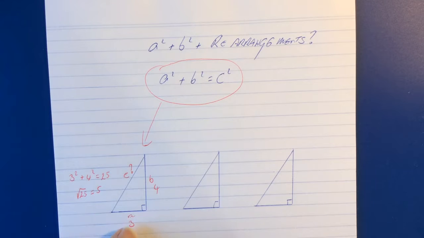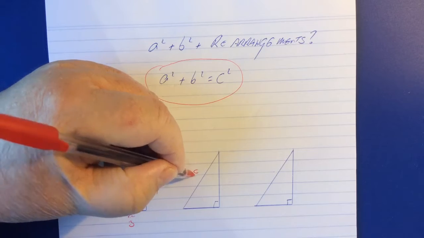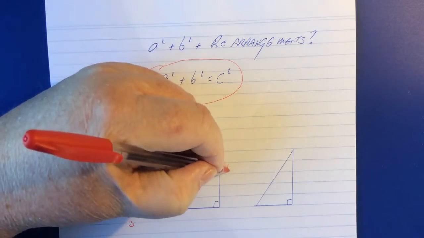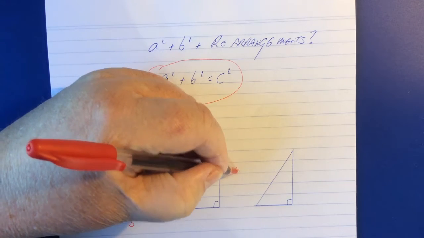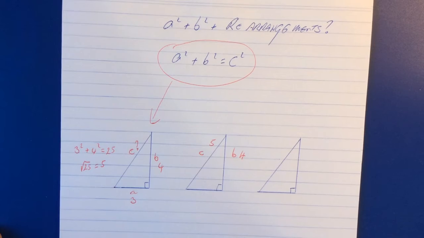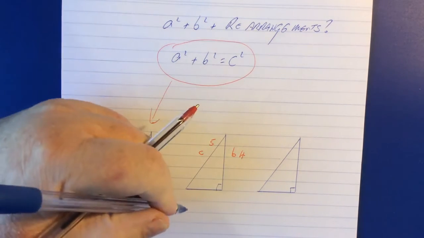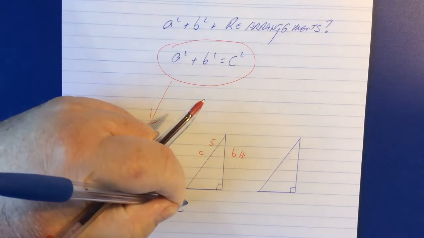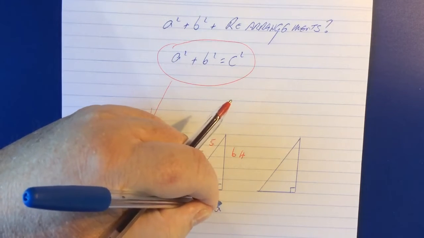We're going to go looking for a and for b. So the first time we're going to go looking for a, and so we have c and b, and we know that b is 4 and we know that c is 5. Now, the rearranged formula for this is c squared minus b squared equals a squared.